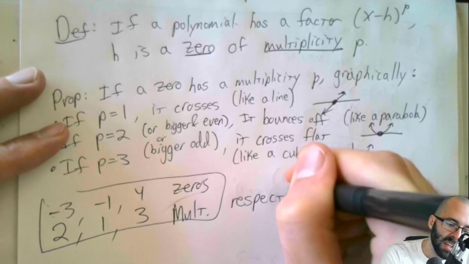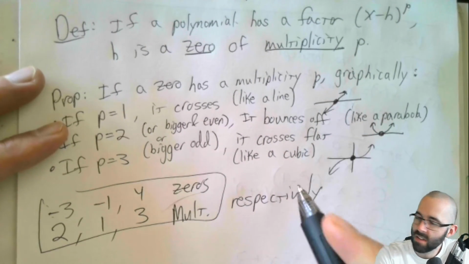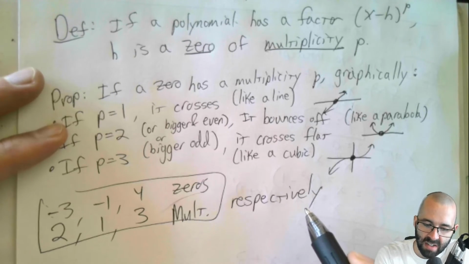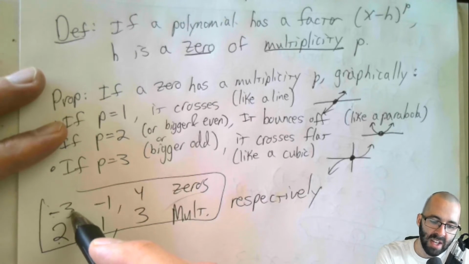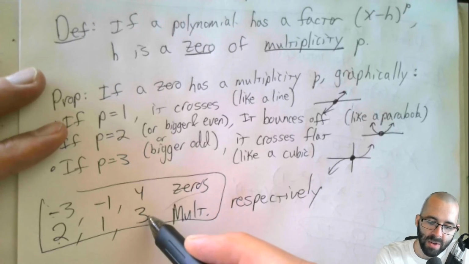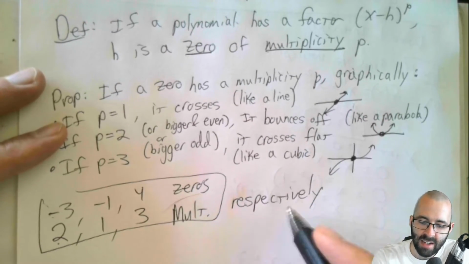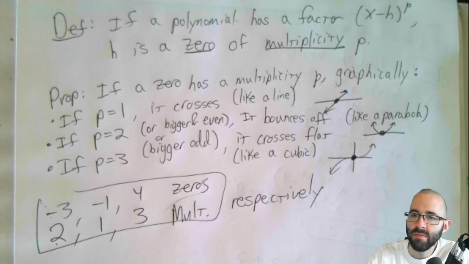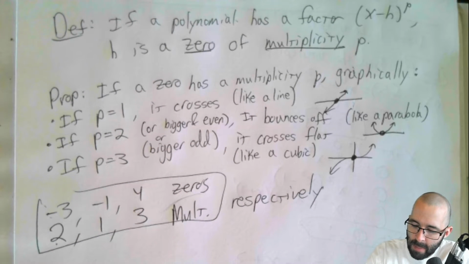And if you really want to be super clear, you can list the zeros and list the multiplicities and say respectively, which means that this 2 goes with that -3, this 1 goes with that -1, and that 3 goes to 4. A lot of times, I'll be okay if you leave this off, though. All right. That's what we have going here.